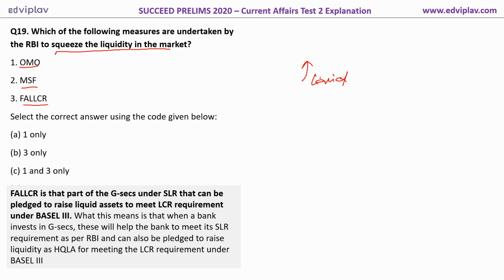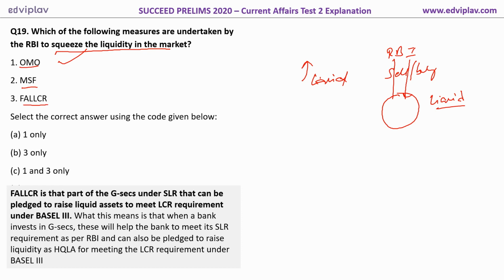So open market operations, actually what happens is RBI will openly sell or buy government securities to adjust the liquidity in the market. Suppose whenever there is high liquid in the market, in order to absorb that, it will sell the securities and absorb all the money. So open market operations can squeeze the liquidity in the market.